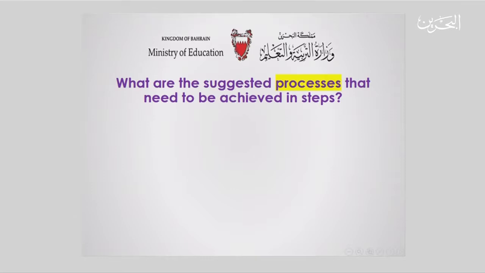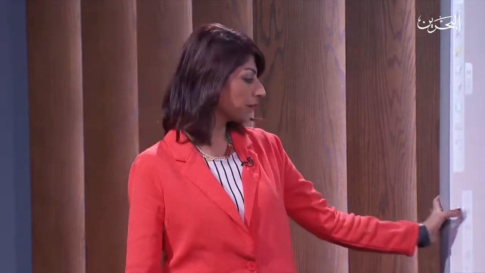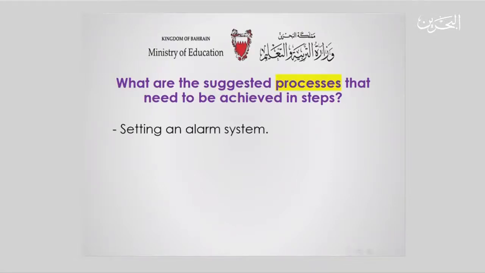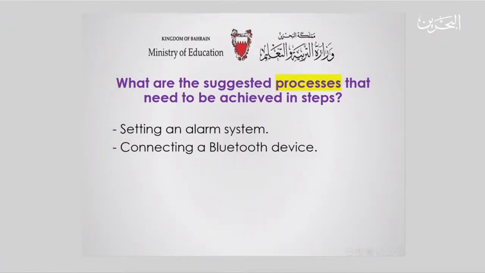Let's see some examples that need steps in order to be achieved and accomplished. One of the examples is setting an alarm system. Some houses have alarm systems. So when anyone wants to set the system, he has to follow a procedure of steps in order to accomplish this operation.